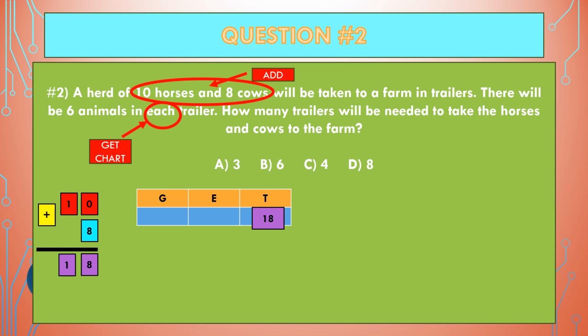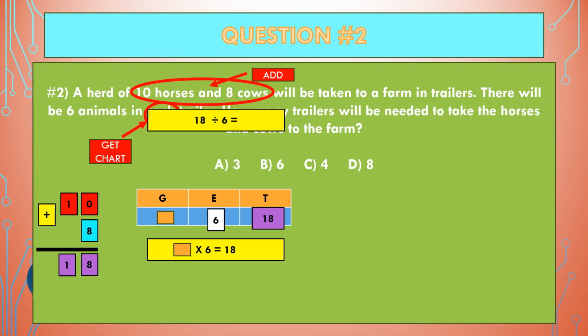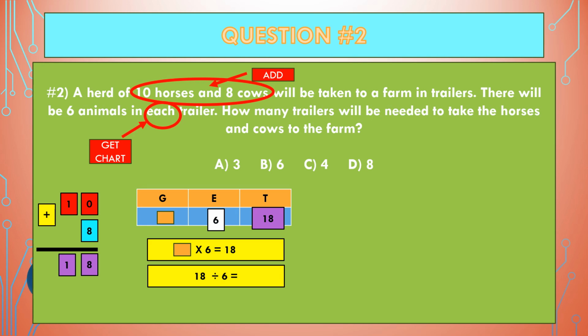Once I put 18 in total, I have to look to see what other information I have. Now, it said that there will be 6 animals in each trailer. So that means that my 6 goes into each. Well, now I have enough information to write equations to help me solve the problem. So my first equation would be blank times 6 equals 18. Or I could write it as a division equation, which would be 18 divided by 6 equals blank.